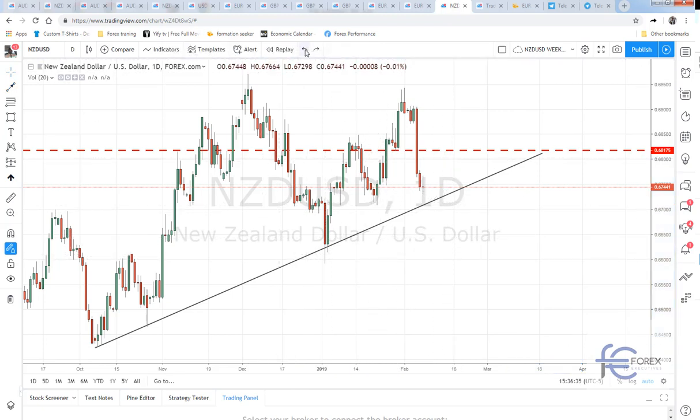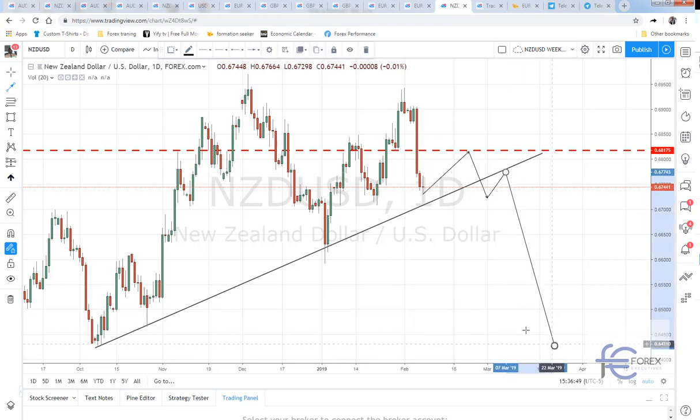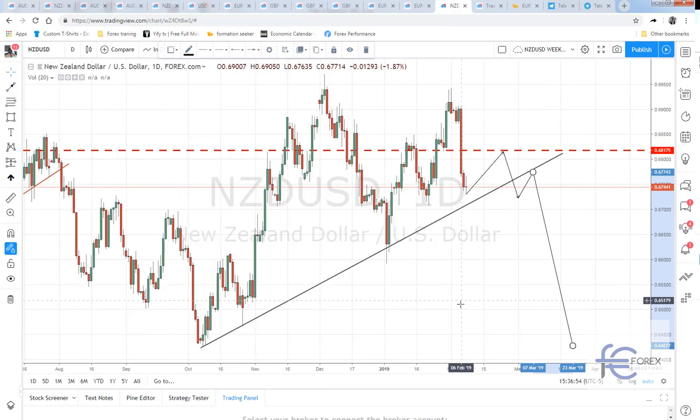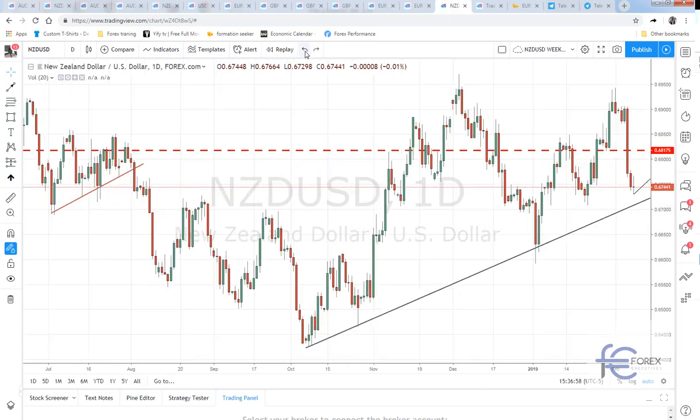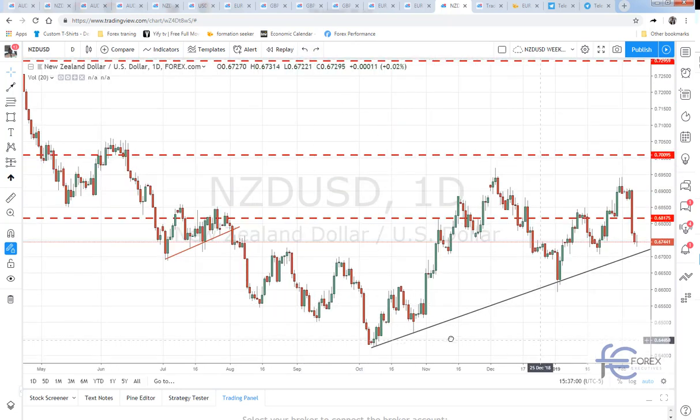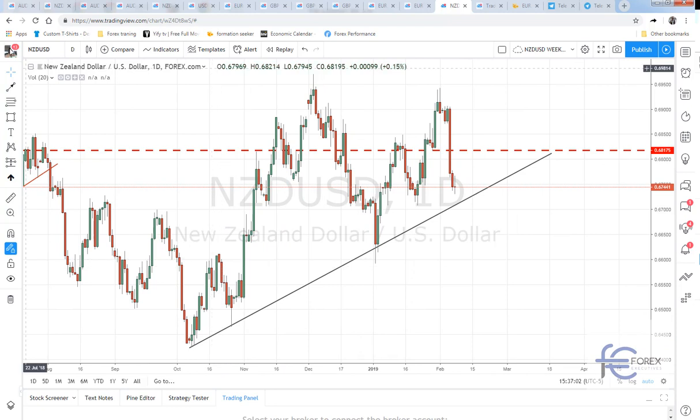Now, that's one scenario. The other scenario is the market could very well just take off at the beginning of this week, break it, retest it, and come down. Just like that. It's that simple, guys. This is technical analysis at its finest and at its simplest. You don't see a whole bunch of crap on my charts.